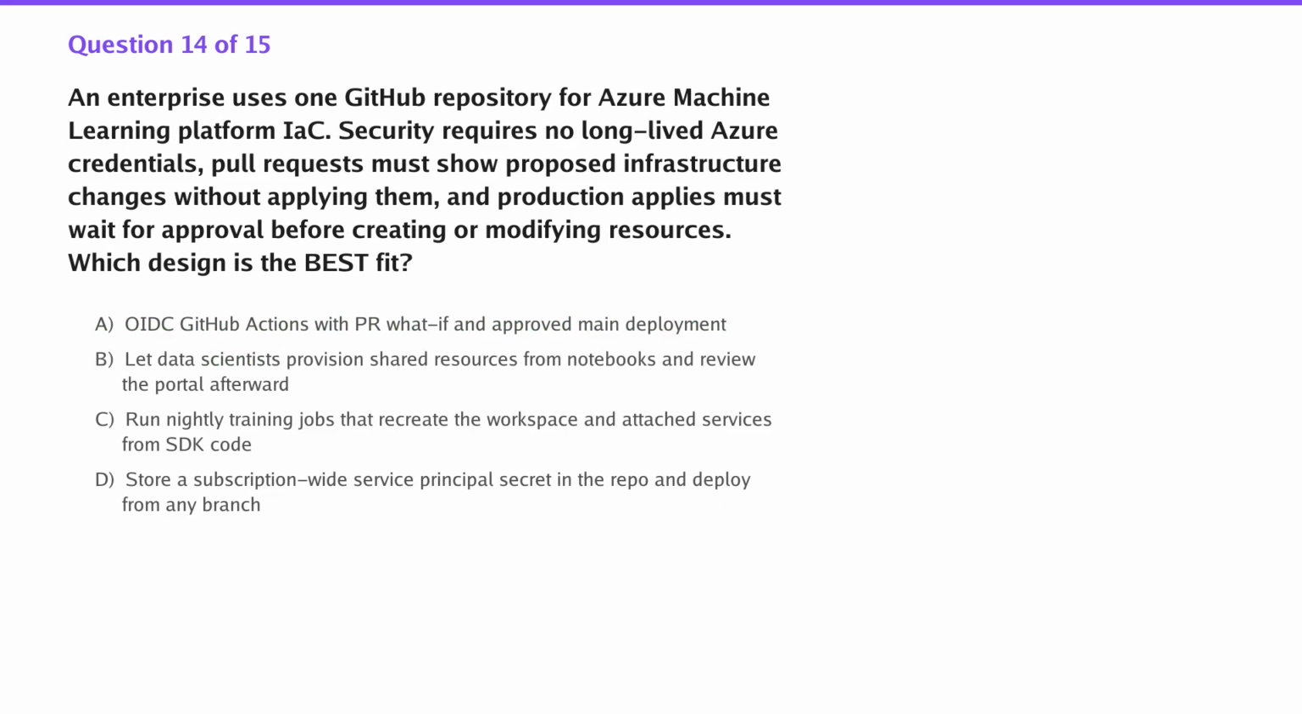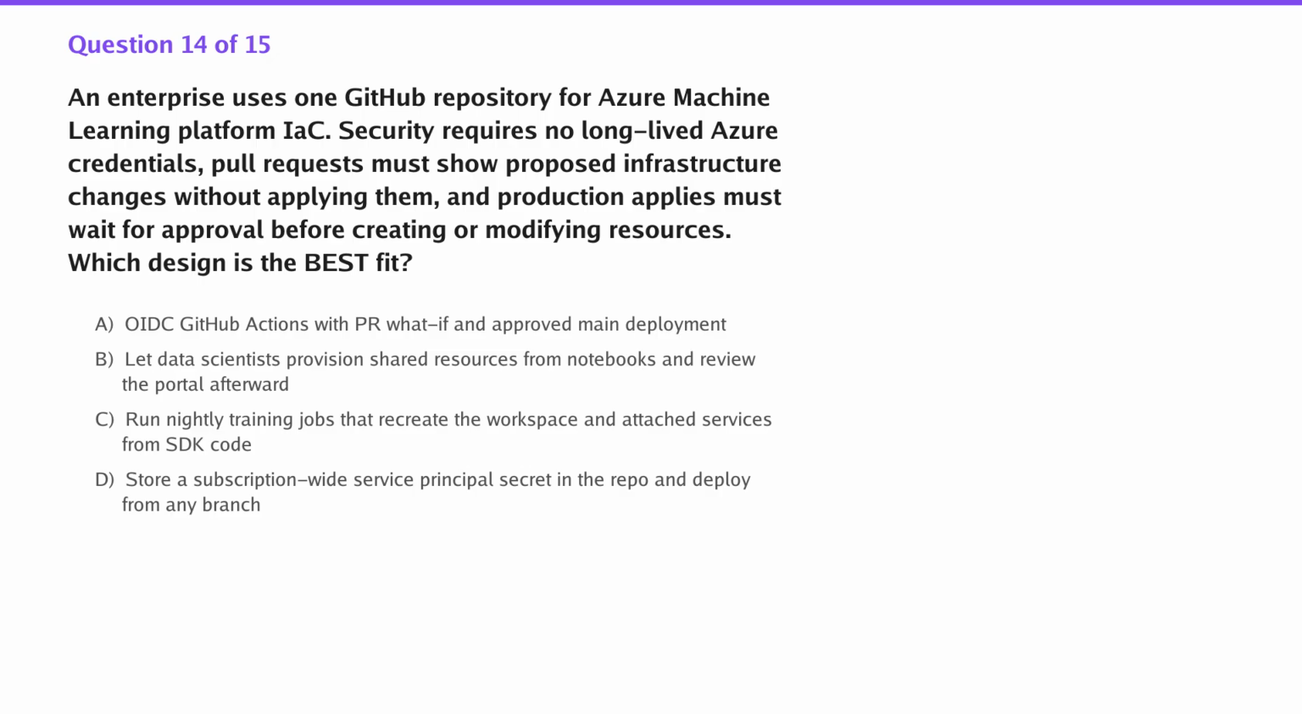An enterprise uses one GitHub repository for Azure Machine Learning platform IaC. Security requires no long-lived Azure credentials, pull requests must show proposed infrastructure changes without applying them, and production applies must wait for approval before creating or modifying resources. Which design is the best fit?